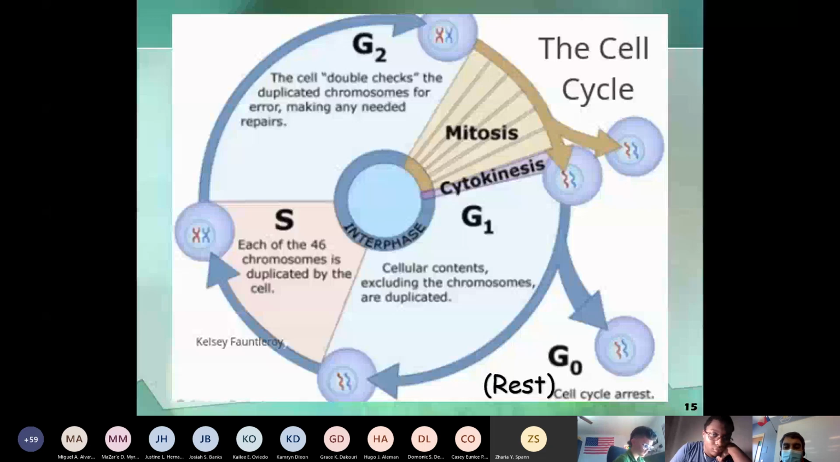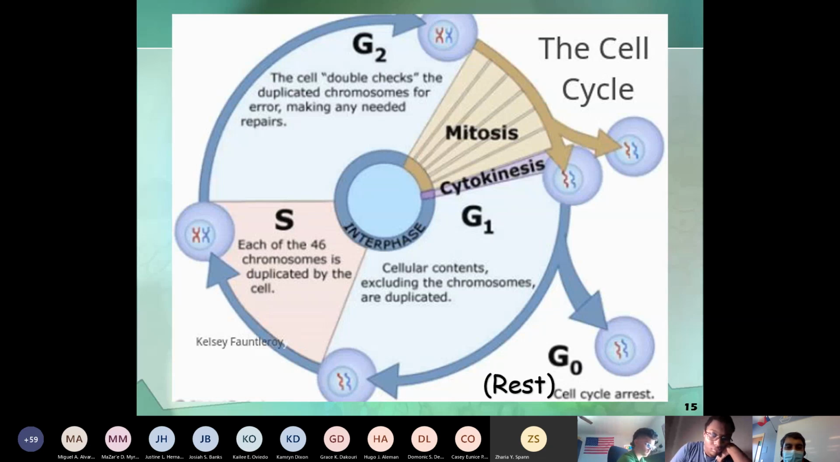Okay, there is something also called the G0 phase, and that's basically where the cell just rests. So after the cell divides and it's like, oof, I'm tired, right? It goes off and just rests for a little bit. That's the G0 phase, which I saw on the STAAR test the year before last. So it might show up again.